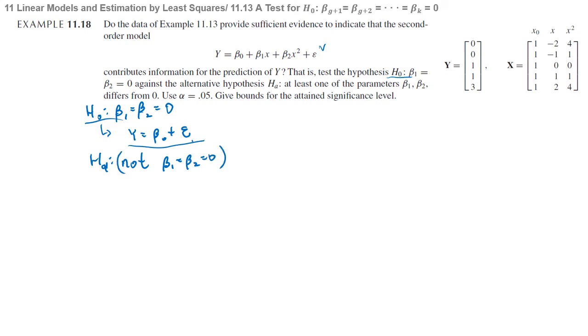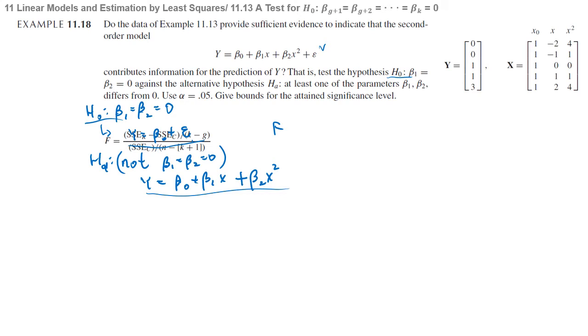This is our alternative, which is the full model: y equals beta 0 plus beta 1 x, and actually this is beta 1 x plus beta 2 x squared. This is exactly the situation that we learned in the previous slide. So let's apply the F-test statistic in this problem.